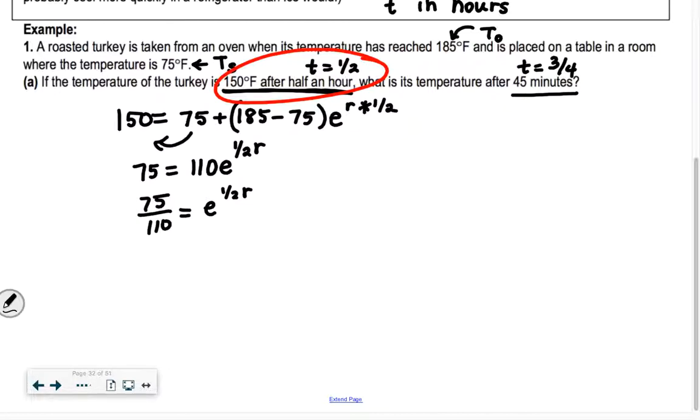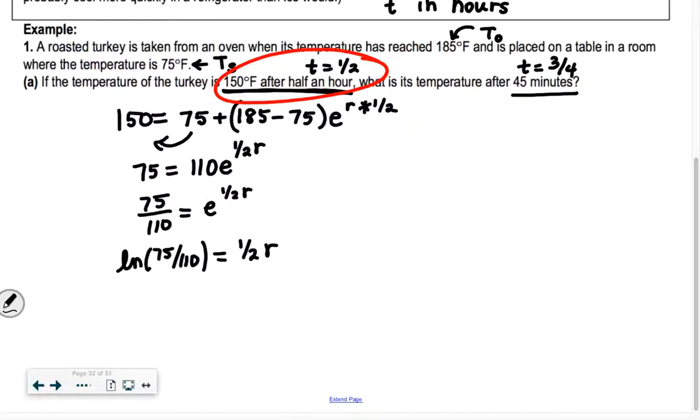Now what? Natural log, so I do natural log of 75 divided by 110 equals 1/2 r. So I can find that. That's a decimal approximation we'll use. And then the last step is I get rid of my 1/2 by multiplying by 2.